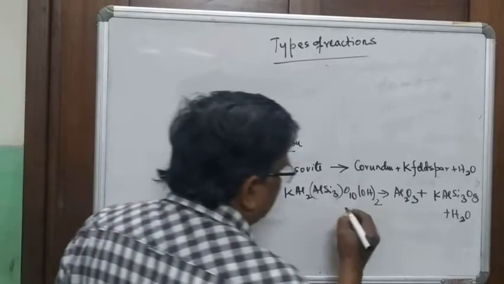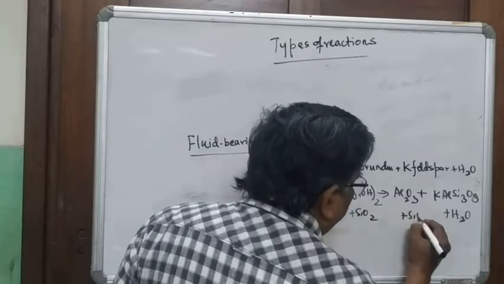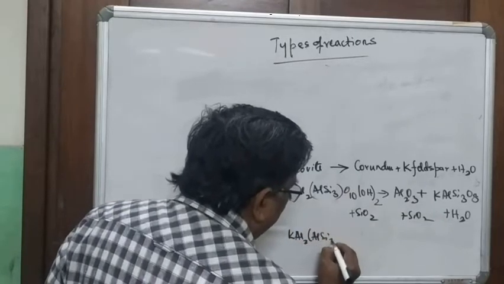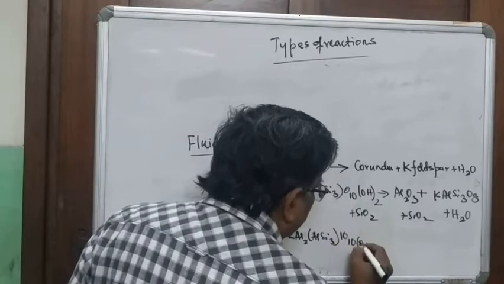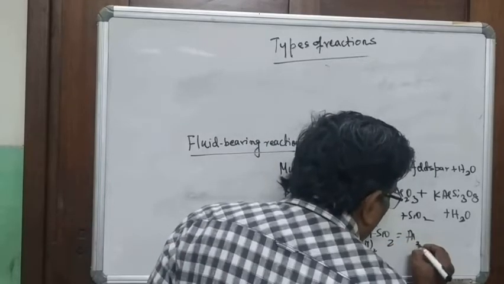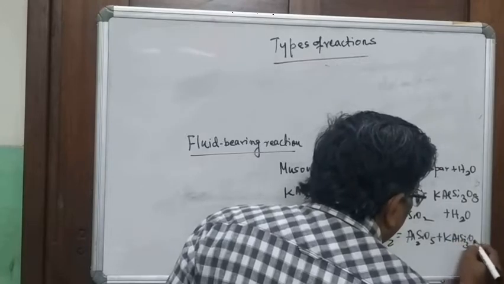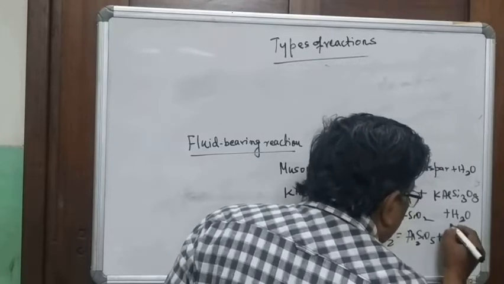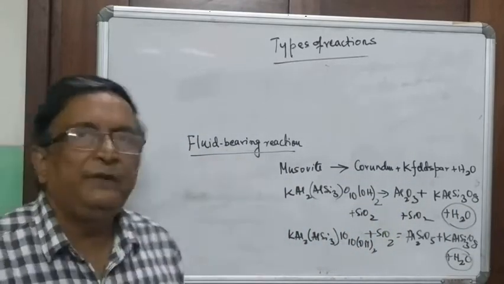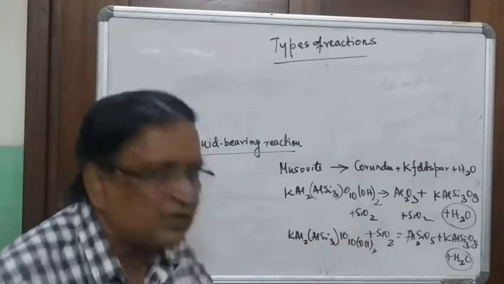Another reaction that you might have studied, if you add plus SiO2 here and plus SiO2 here on both sides, then you get KAl2AlSi3O10(OH)2 plus SiO2 quartz is equal to Al2SiO5 plus KAlSi3O8 plus H2O. Now I will tell you a little bit about H2O. Now this reaction involves H2O because it's a fluid building reaction. Because H2O is balanced with the structural water of muscovite.